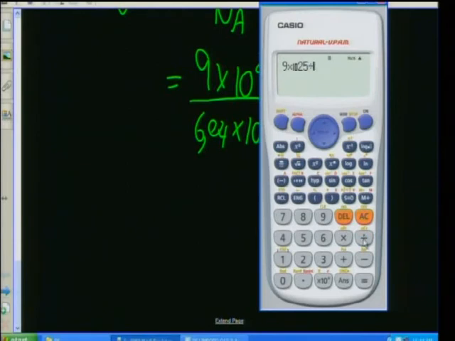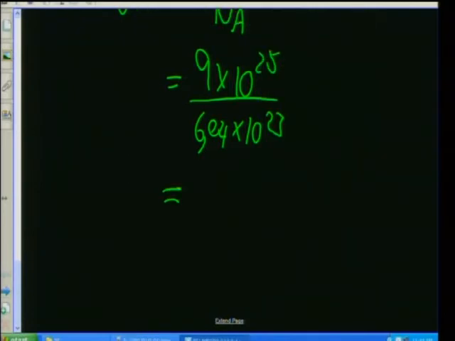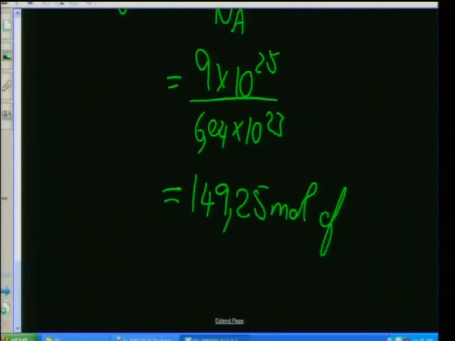Divided by 6,03 exponent 23. Okay? Yes. And what do I get? I get 149,25 moles. So I'm going to write that answer down. 149,25 moles of electrons.